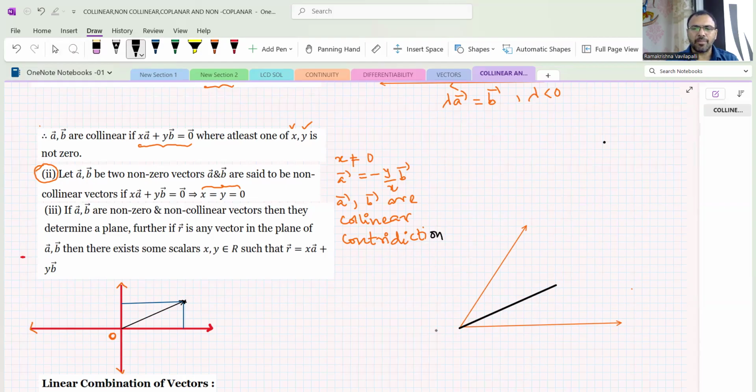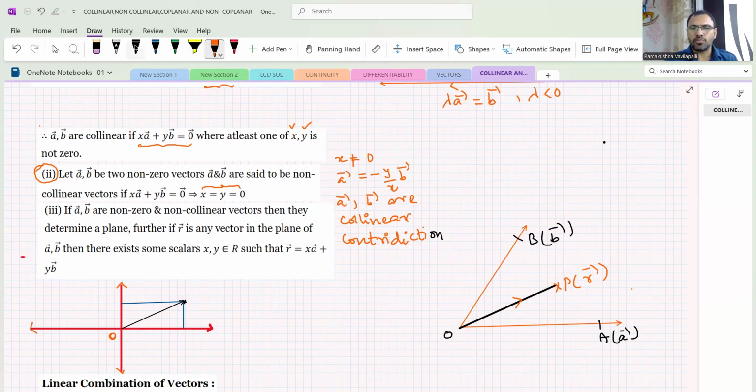So a bar and b bar are non-collinear vectors, meaning they are neither moving in the same direction nor in the opposite direction. Assume this is a bar vector and this is b bar vector. Two non-collinear vectors determine a plane. Therefore, if you take any vector R bar in the plane of a bar and b bar, we can write R bar as a linear combination of a bar and b bar, that is x a bar plus y b bar.